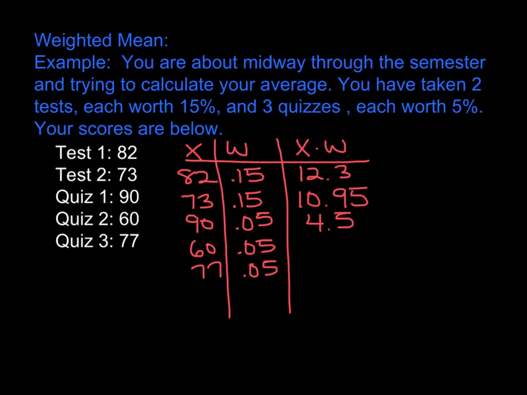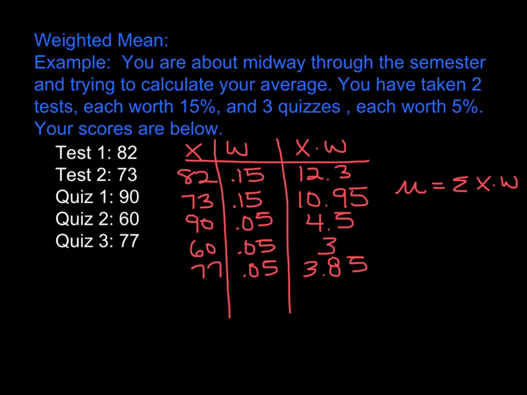If I take my 60 and times it by my 0.05, I get 3 points there. And then for my 77, I get 3.85 points there. Okay, so sometimes our mistake would be right now, we know that an average sums things up and divides. So we know that our average is going to sum something up. So there's our mu again. It's going to sum up these x times w's.